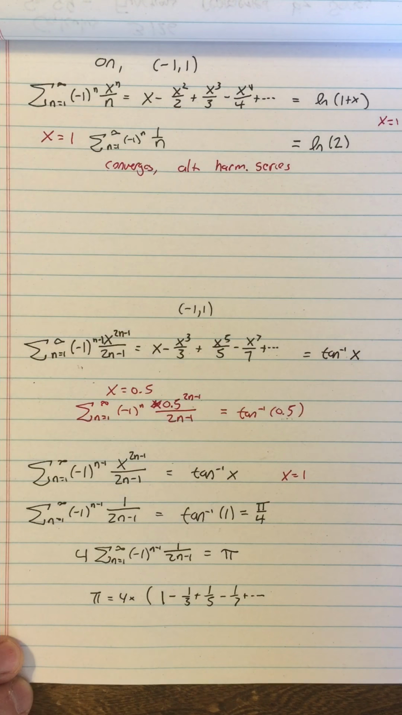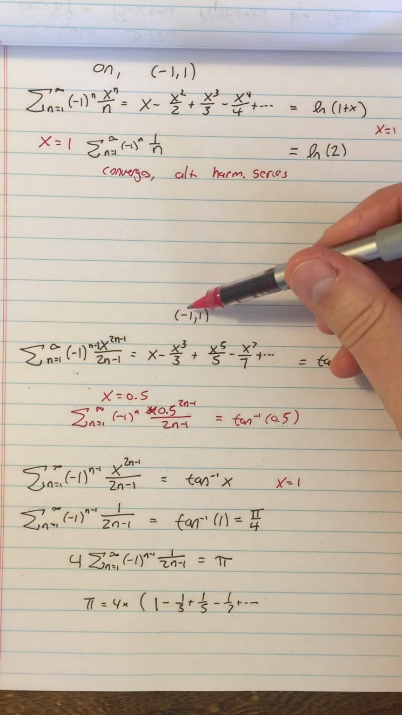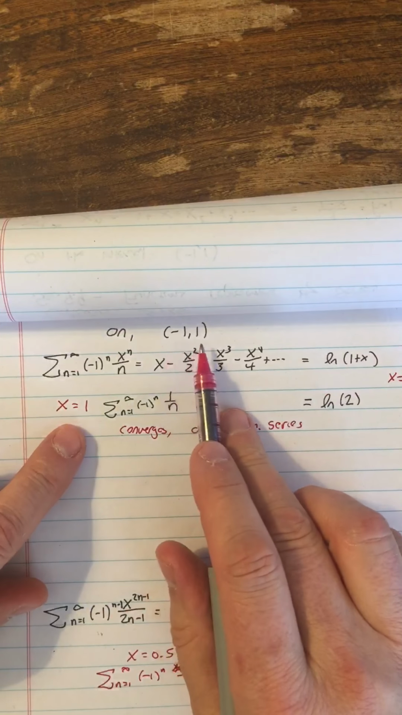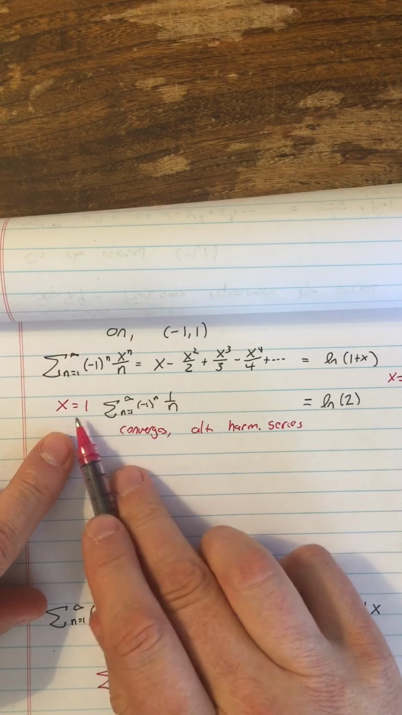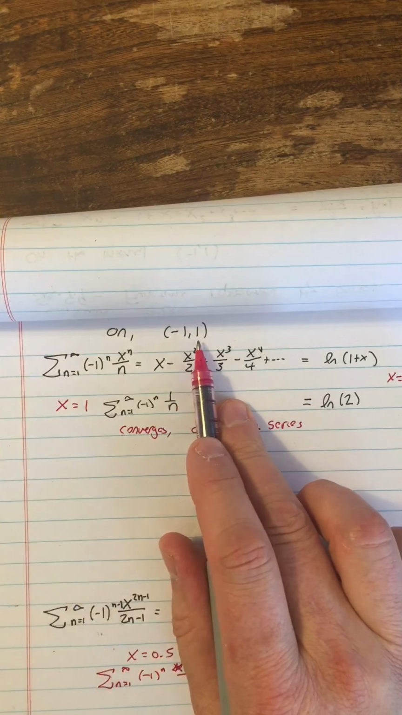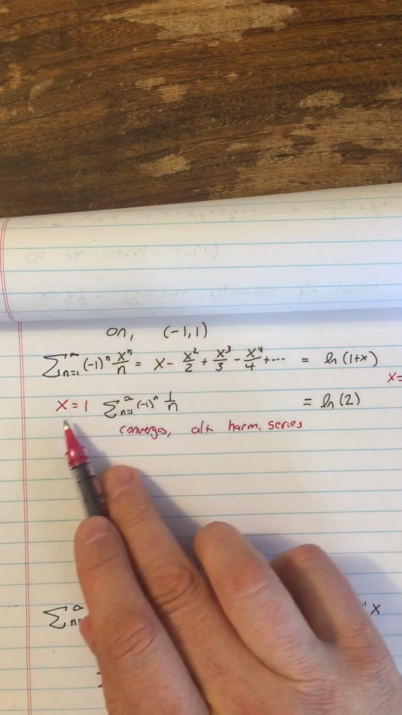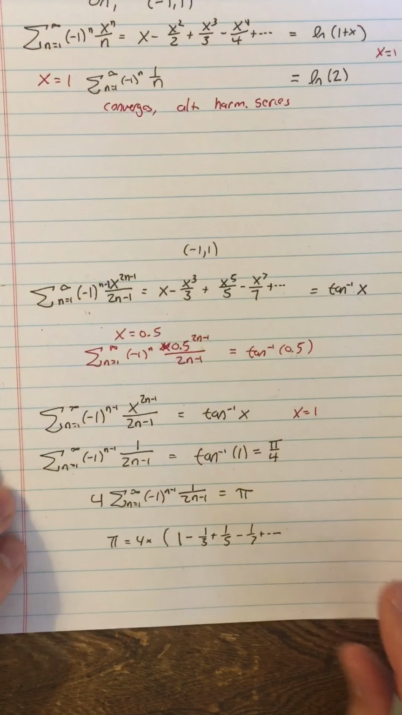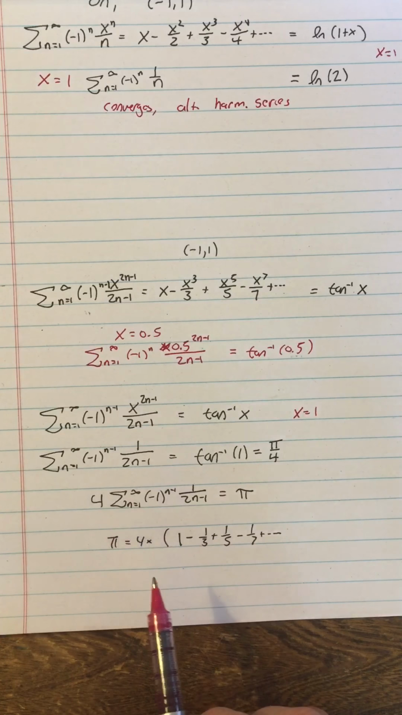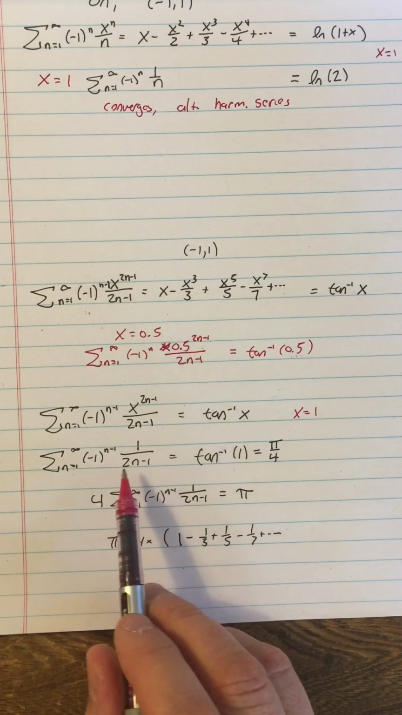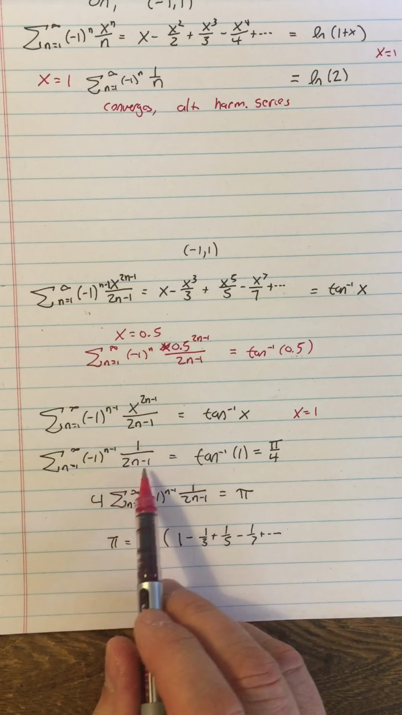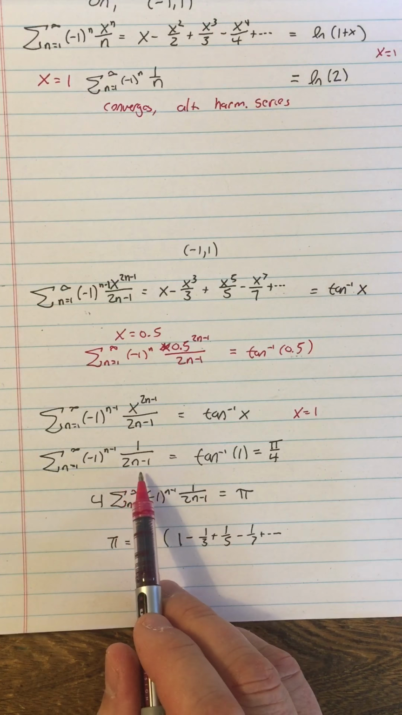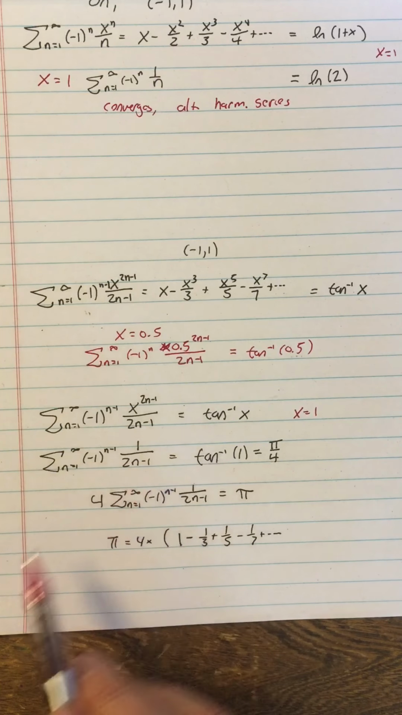But by the way, speaking of being at the endpoint, the convergence interval was negative 1 to 1. And on this series, I've convinced you that the series still converges at x equals 1, even though that's not in the original interval of convergence. Because at x equals 1, this is the alternating harmonic series. The same thing happens here. At x equals 1, this series still converges because 1 over 2n minus 1 is a decreasing function, and the limit of that function is 0. By the alternating series test, because it's an alternating series, the series converges.